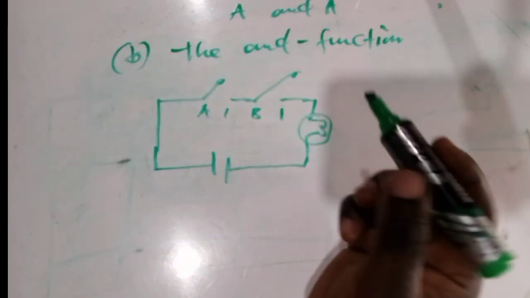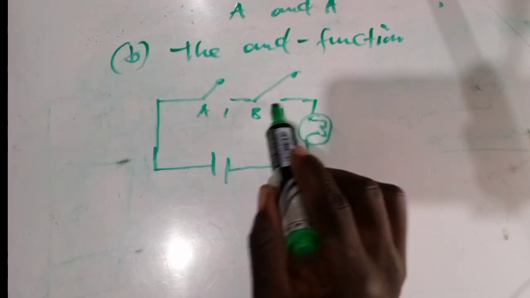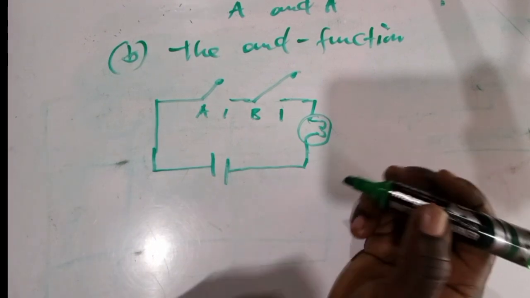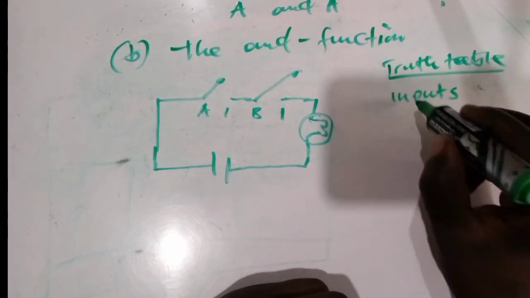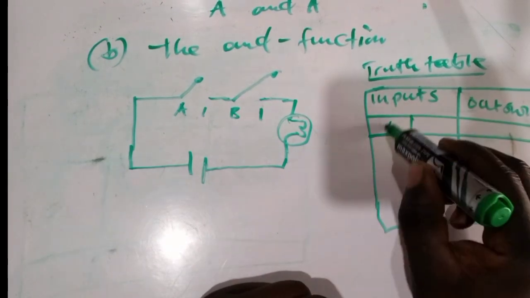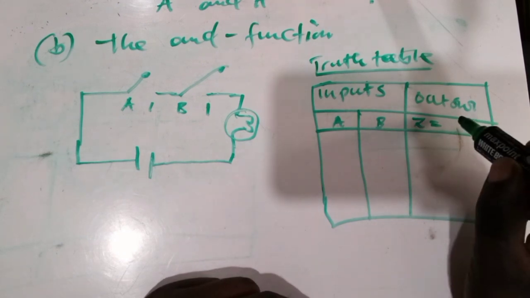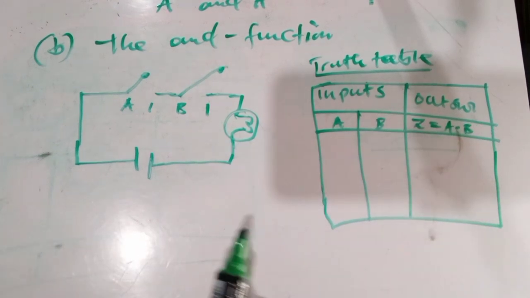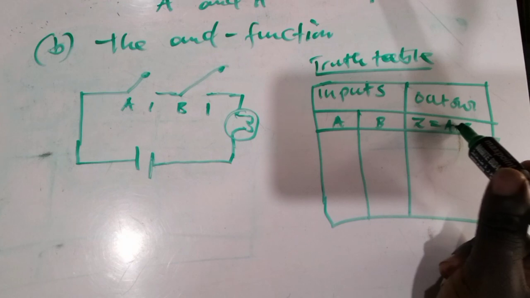So in the AND gate, when you close this switch A here, the bulb won't be on, because this switch is still open. The AND gate is represented by A multiplied by B. In the OR gate, it is plus, but in the AND function, it is multiplication.